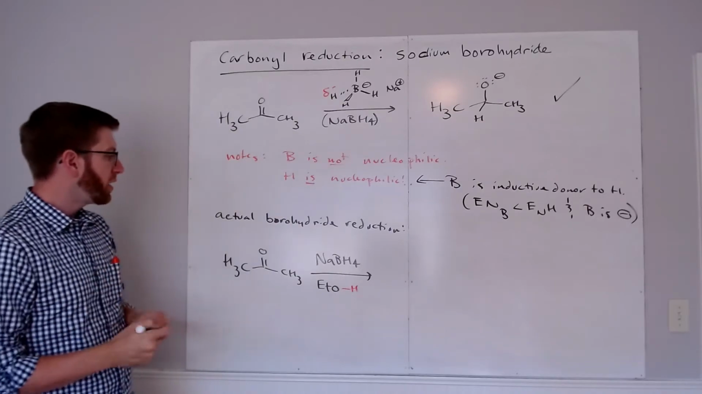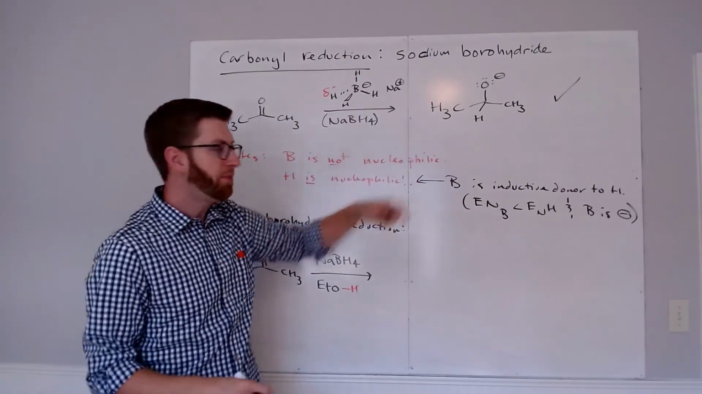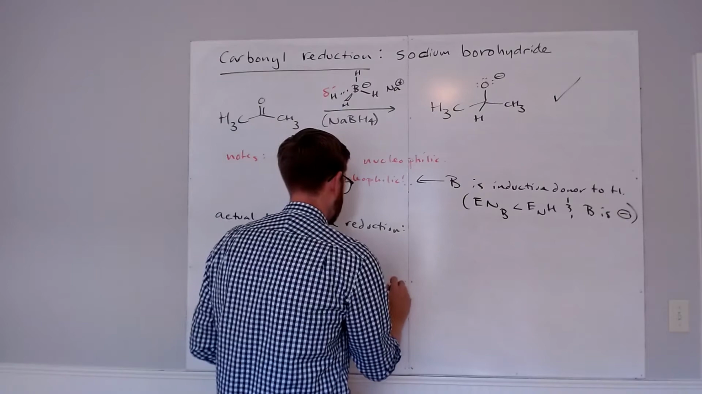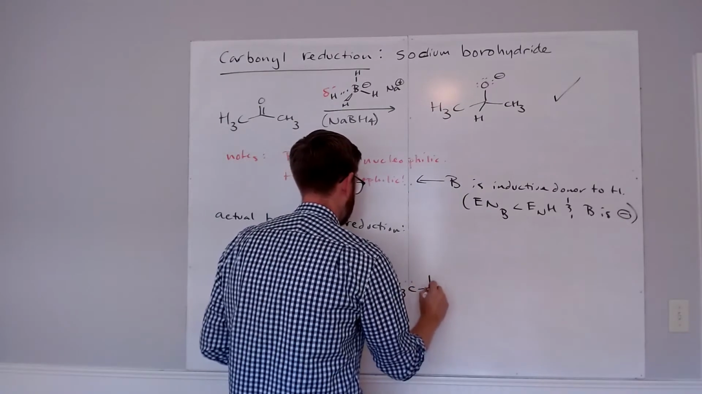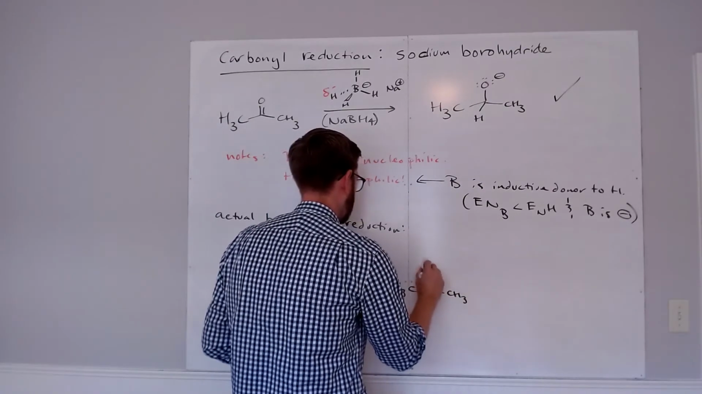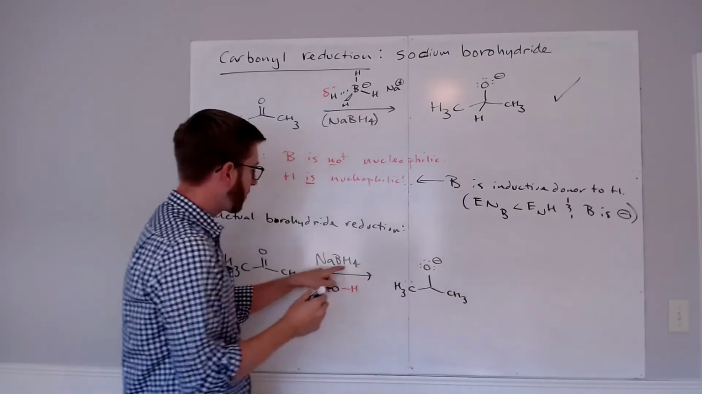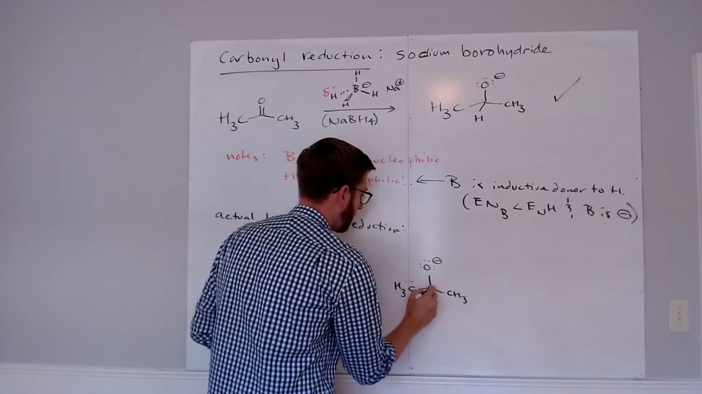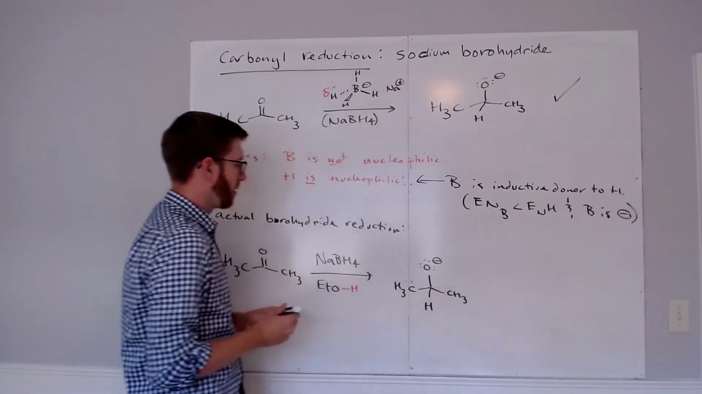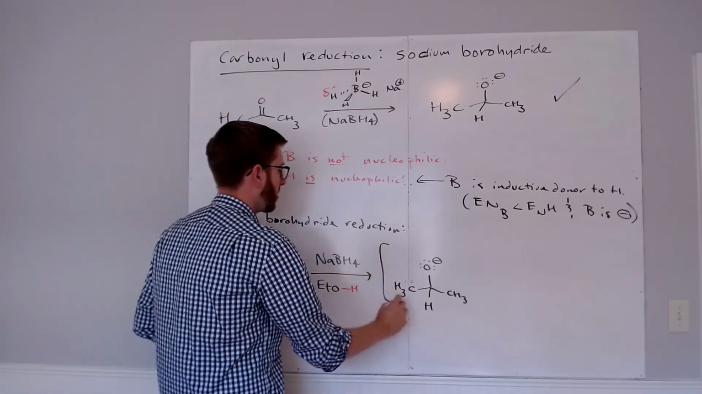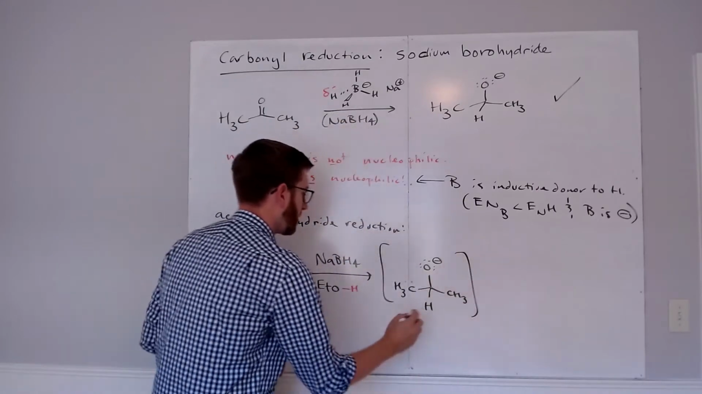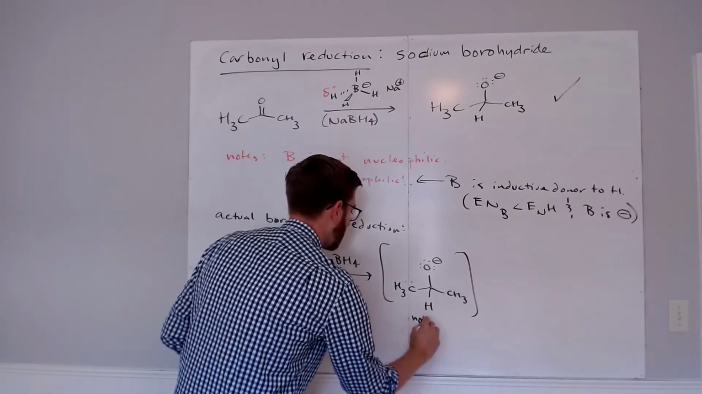And I know initially what's going to happen is I'll form this anion. And that's going to be the hydrogen that comes from the BH4 itself. But we don't isolate this compound. So I'm going to put it in brackets. It's like an intermediate, not isolated.